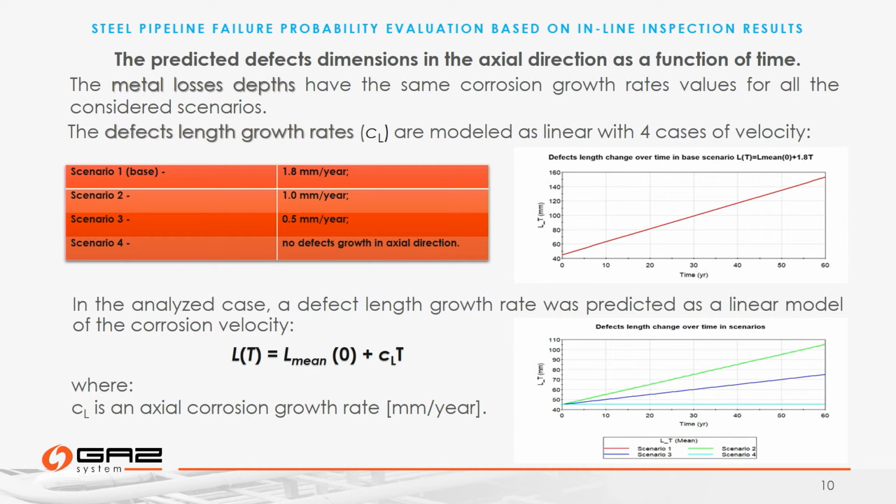Also, only defect growth in radial direction. And the considered scenarios you can see here, the base scenario and the rest 3 scenarios of corrosion growth. As I mentioned before, there are experimental values, and this is based on 2 inspections. However, this scenario was introduced for analytical reasons.